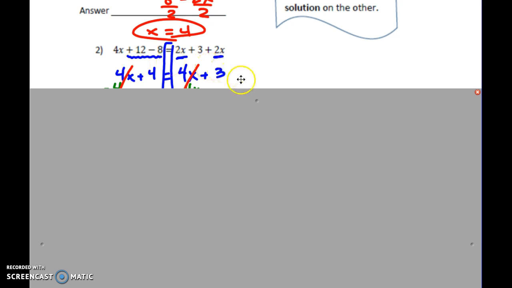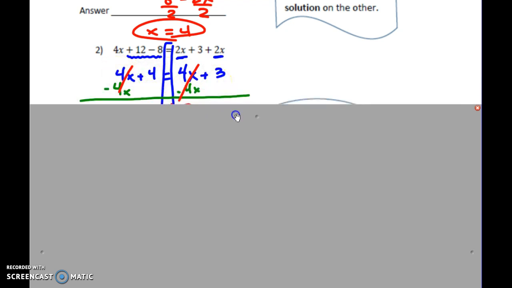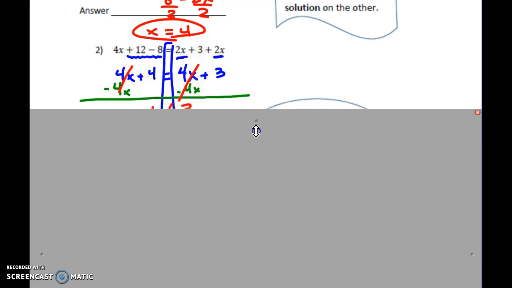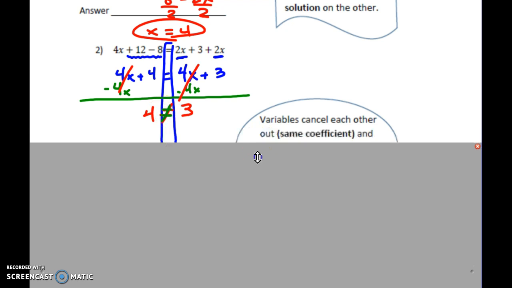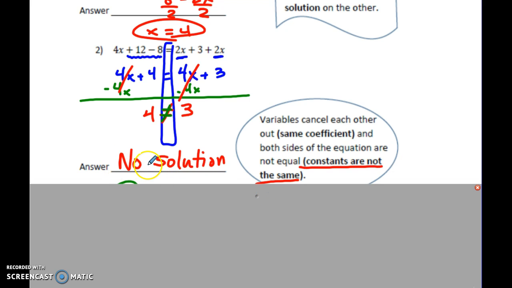Now you might be ready to look at the strategy we use for variables on both sides. We have a 4x plus 4, but then we have a 4x plus 3. So your strategy when there's variables on both sides, guys, is always to cancel out your smaller variable, but in this case they both match, which means they're both going to cancel out, leaving you with a 4 over here and leaving you with a 3 over here. Guys, 4 is never going to equal 3, so put your not equal sign in there to remind you, it means your final solution is that there is no solution.